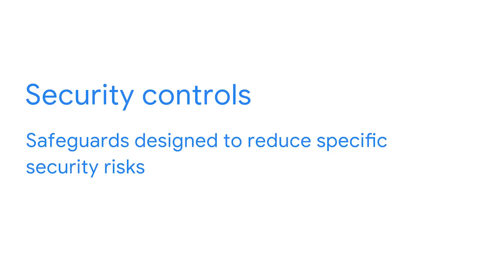Security controls are safeguards designed to reduce specific security risks. In this video, we'll discuss three common types of controls: encryption, authentication, and authorization.